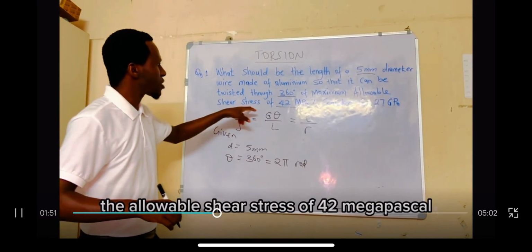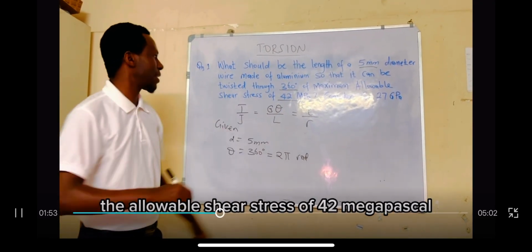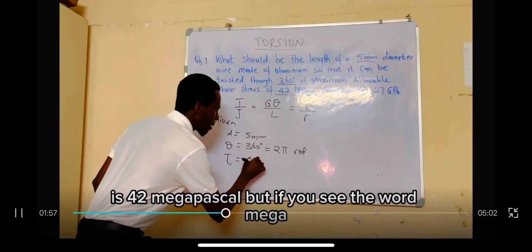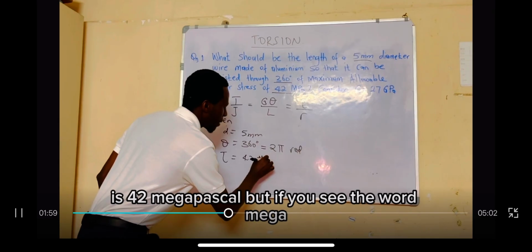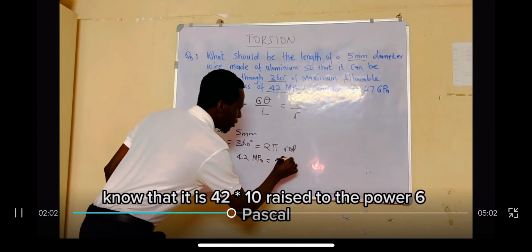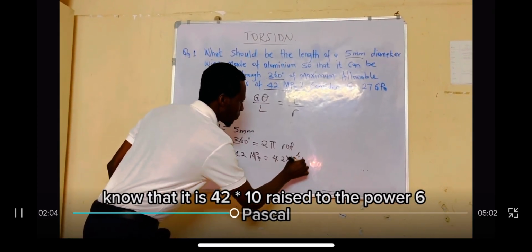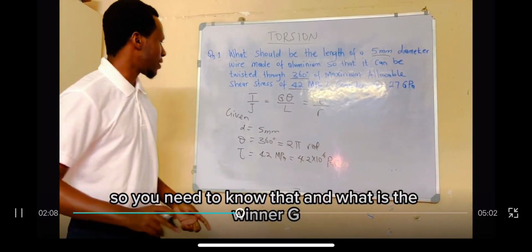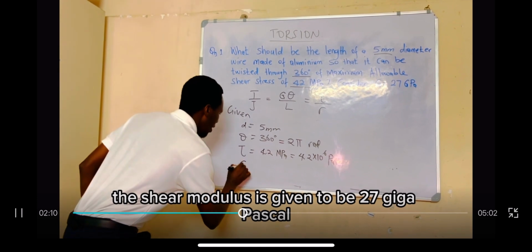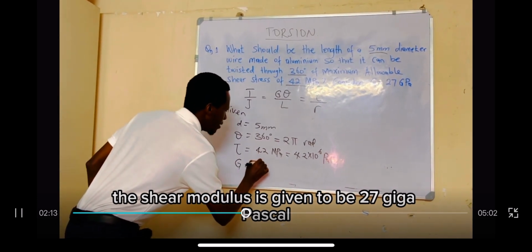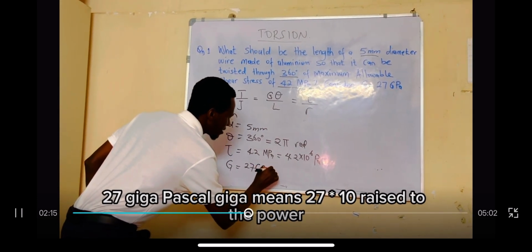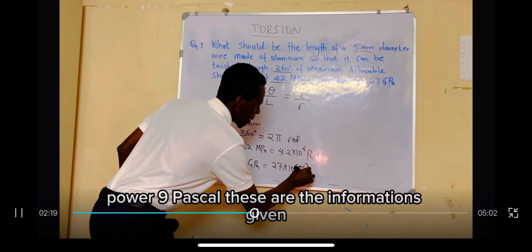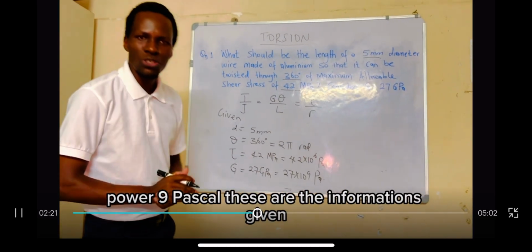What else do we know? The allowable shear stress of 42 megapascal. So we know that tau, the shear stress, is 42 megapascal. But if you see the word mega, know that it is 42 times 10 raised to the power 6 Pascal. Pascal is Newton per meter square, so you need to know that. Then G, the shear modulus, is given to be 27 gigapascal. Giga means 27 times 10 raised to the power 9 Pascal. These are the pieces of information given.